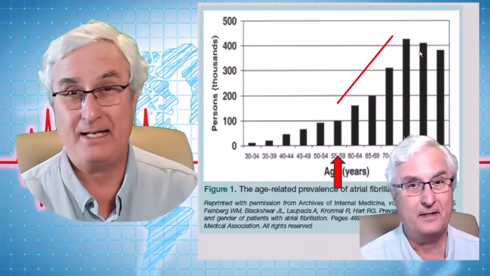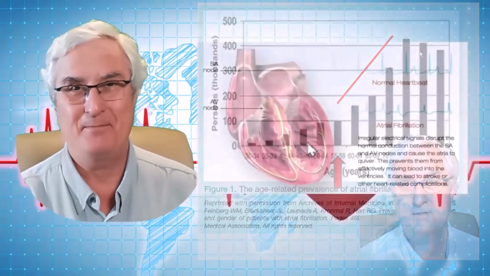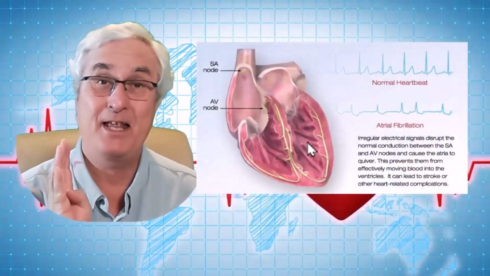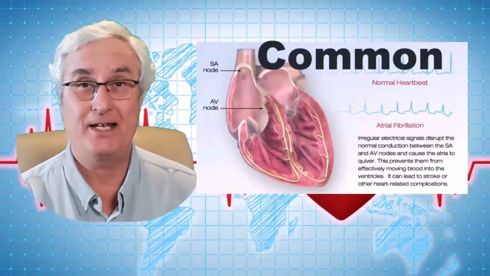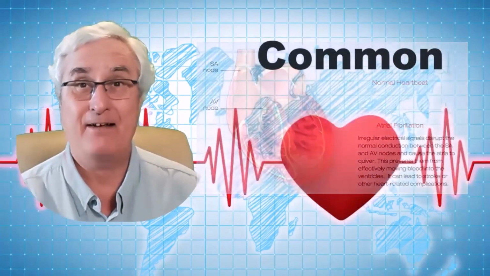So what does all that mean? Well, you don't have to know anything about atrial fibrillation except the four things I'm going to tell you about now. And the first thing you have to know is that after you saw that graph, you'll understand that it's common. It is very, very common, and it goes up exponentially as you get older.